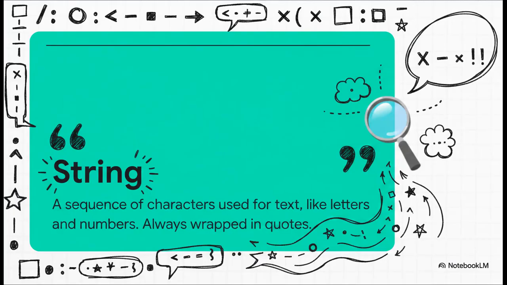First up, we have the string. A string is just text, plain and simple. It can be a word, a sentence, a single letter, anything you can type. But here's the one rule you have to remember. It's always got to be wrapped in quotation marks. That's how you tell JavaScript, hey, treat this as text, not a command. It's kind of like writing a message on a slip of paper before you put it in the box.